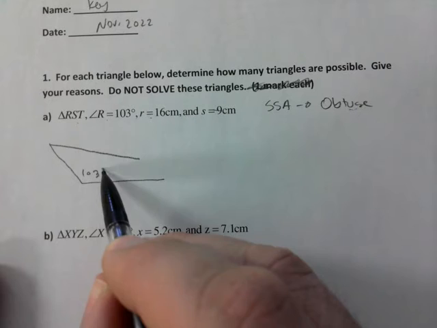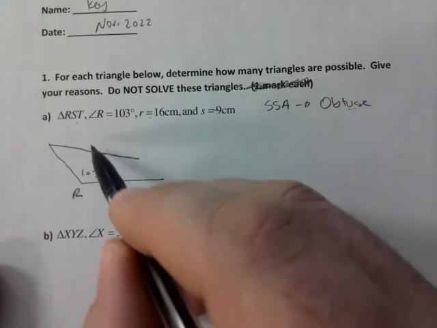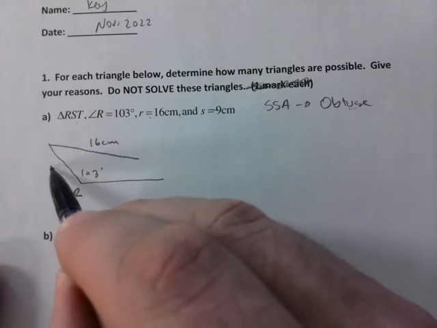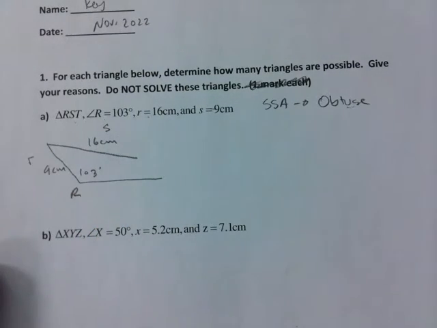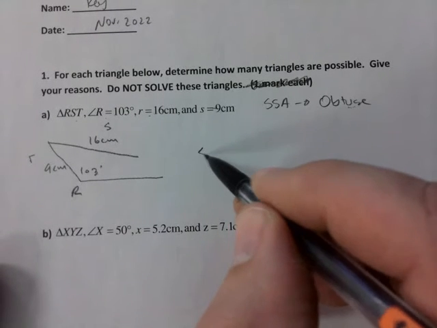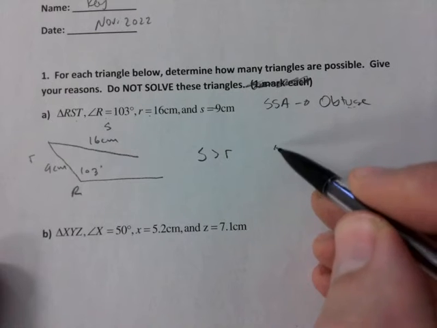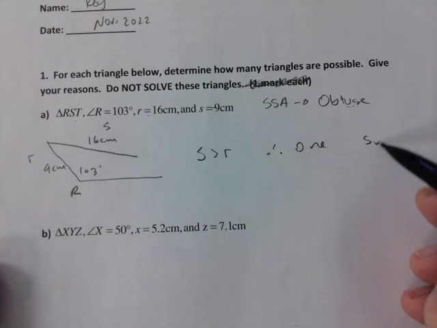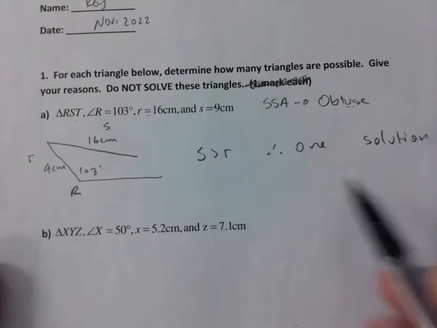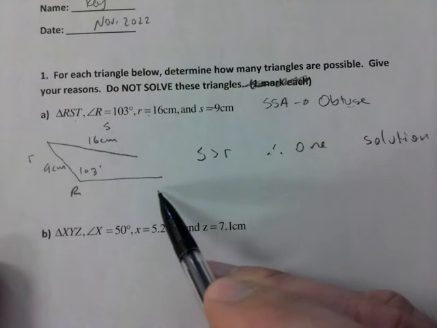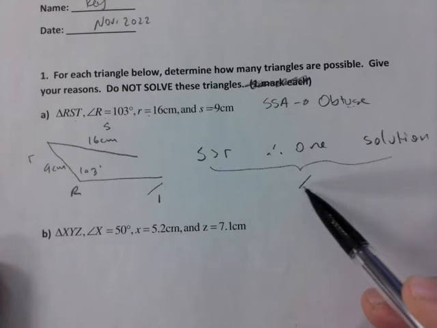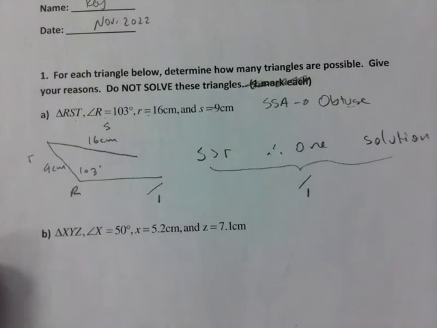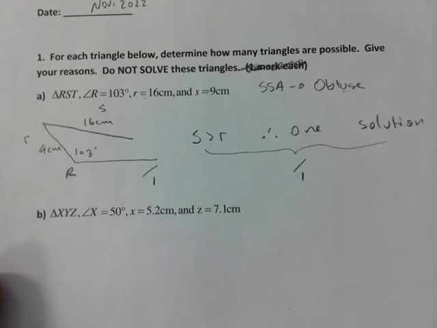This is 103, and that's your angle R. And this would be 16 centimeters, and this is 9 centimeters. This is your rod and your string. Let's at least put the R and the S there, okay? So in this case the string is greater than the rod, therefore one solution. Okay, so I would give you 1 mark for the diagram and 1 mark for the justification and final conclusion saying that it's one solution.